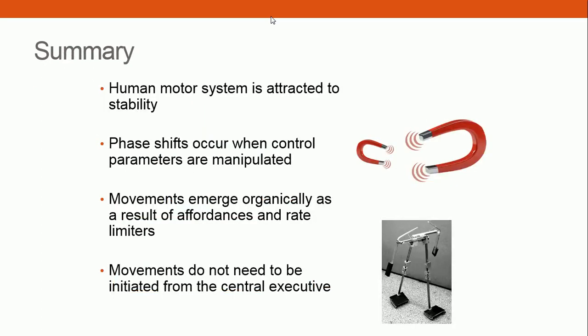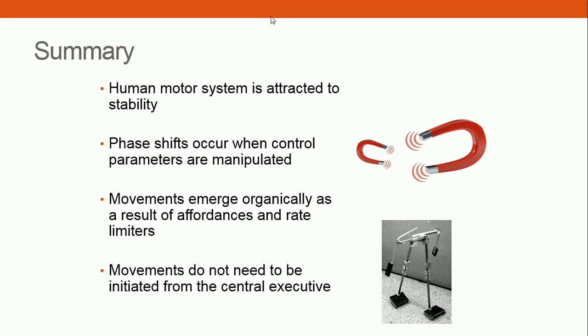Okay, so to summarize this lecture, some key points we want to come back to. First one is that we know the human motor system is attracted to stability. So our desire is always to operate as efficiently as possible. We want to move in stable movement patterns. So I walk the way that I walk because that is a stable, consistent pattern that's energy efficient.